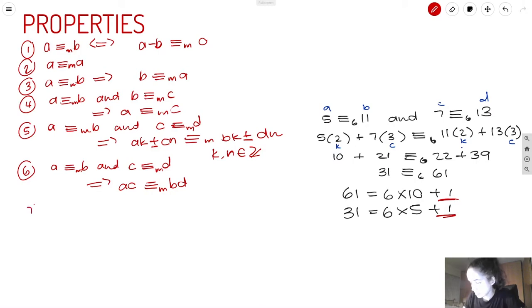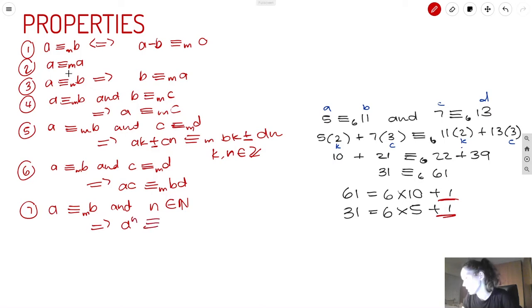Now for number 7, if A is congruent to B mod M, and n, or let's say n is a natural number, then we have that a to the power of n is going to be congruent to b to the power of n mod m. So once again, almost as if it is a divisibility rule, we can make both sides to the power of something.